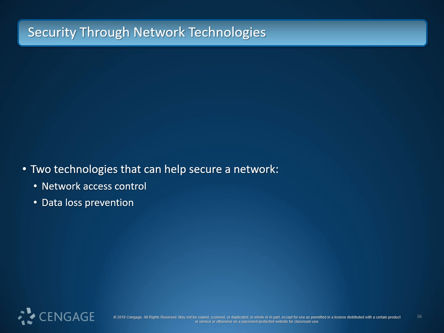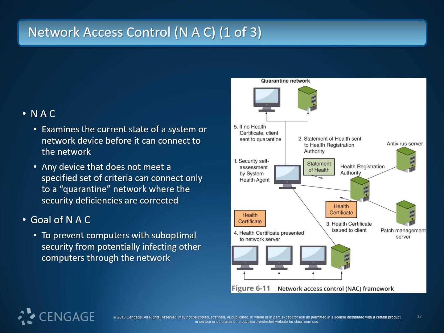Some other things that we can use to secure network traffic would be network access control and data loss prevention, so NAC and DLP. You know we love an acronym. NAC is where we examine the current state of a system or device before it can connect. Any device that doesn't meet this particular set of criteria can connect only to a quarantine network where we can then correct our deficiencies. So we see here in the graphic, System Health Agent does a self-assessment.